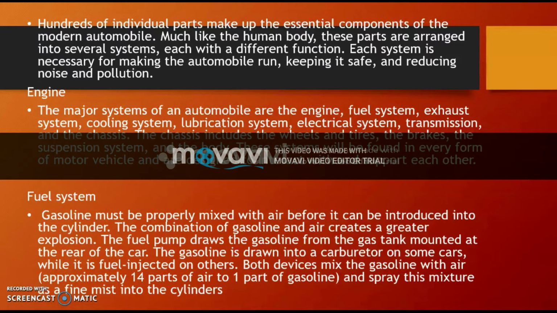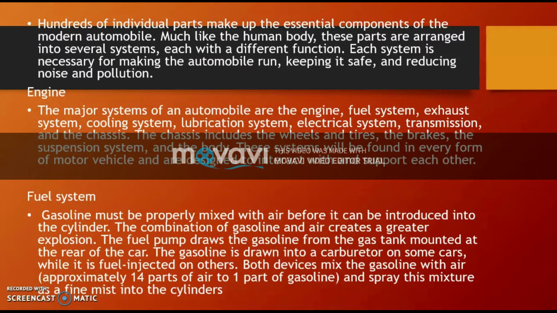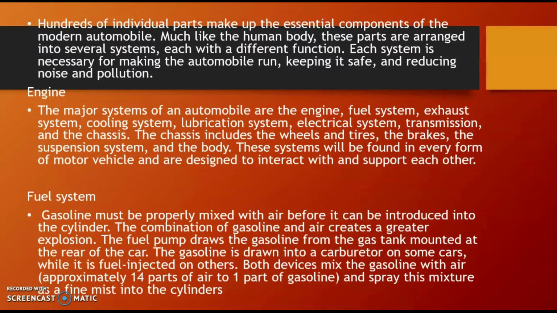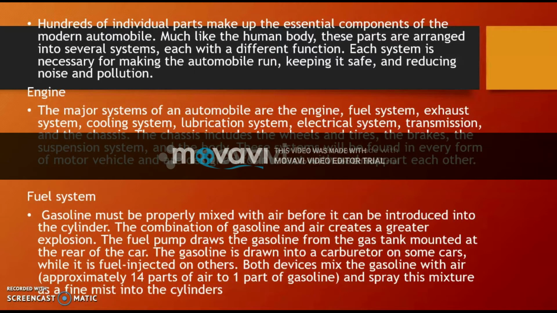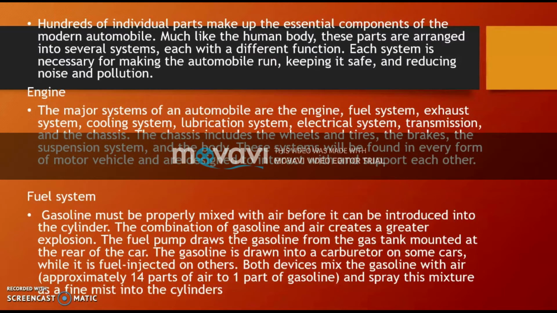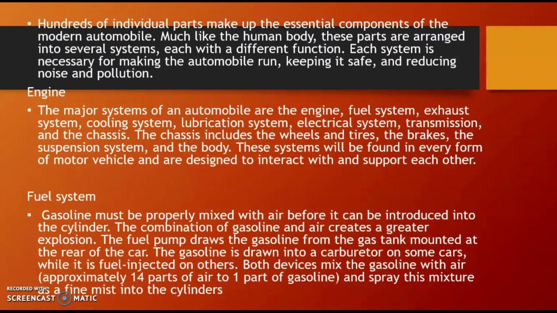Engine. The major systems of an automobile are the engine, fuel system, exhaust system, cooling system, lubricant system, electrical system, transmission, and the chassis. The chassis includes the wheels and tires, the brakes, the suspension system, and the body. These systems will be found in every form of motor vehicle and are designed to interact with and support each other.